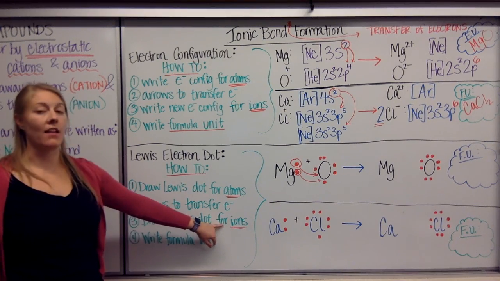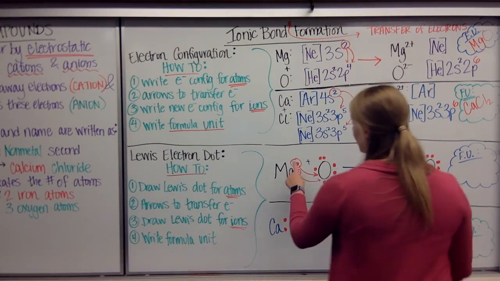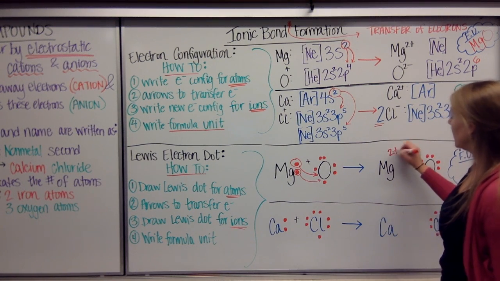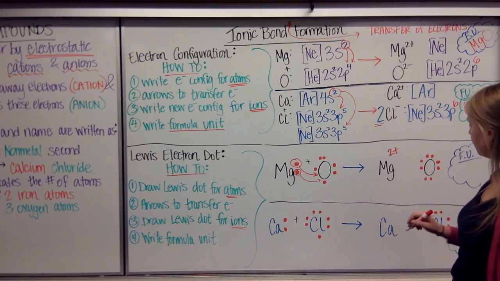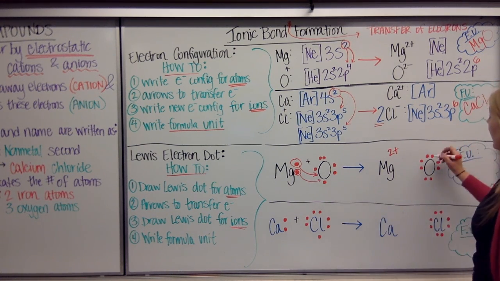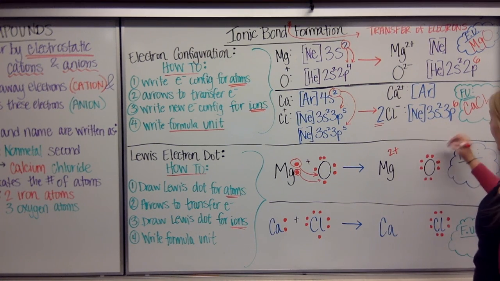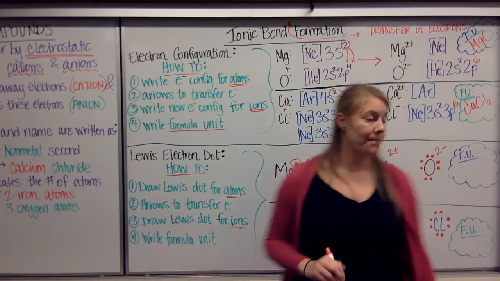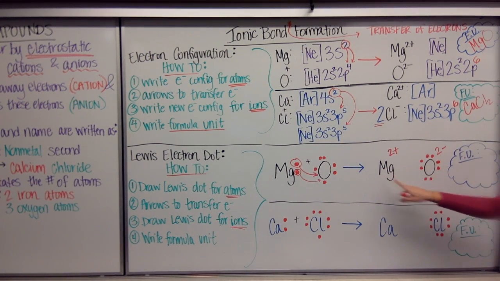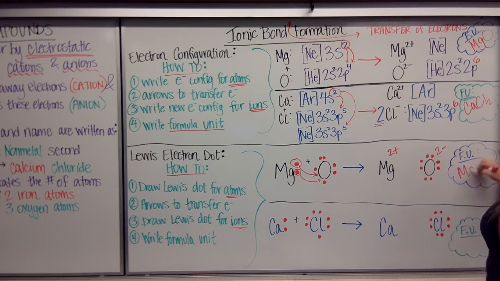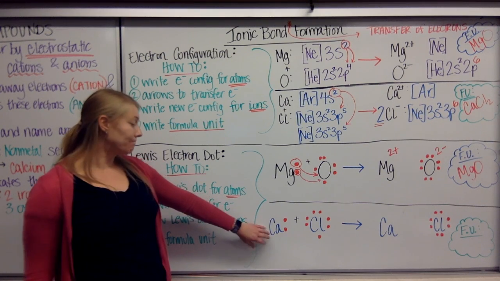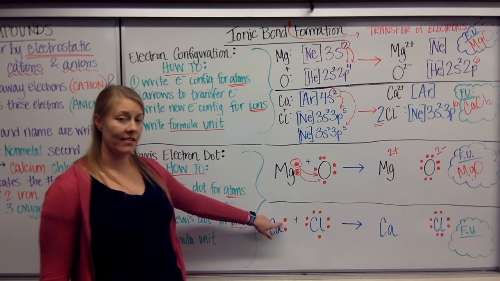Now we're going to draw the Lewis dot structures for the ions. Well, magnesium just lost its 2 valence electrons, so it doesn't have any. It does, however, have a charge. It lost 2 electrons, so it has a 2+ charge. Oxygen, on the other hand, gained 2 electrons, so now it has 8 electrons around it, and also a charge, 2-. Okay? And again, the formula unit is going to be the same as we have up here, because we have 1 magnesium and 1 oxygen. So MgO.